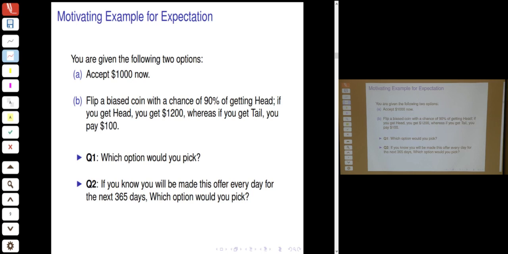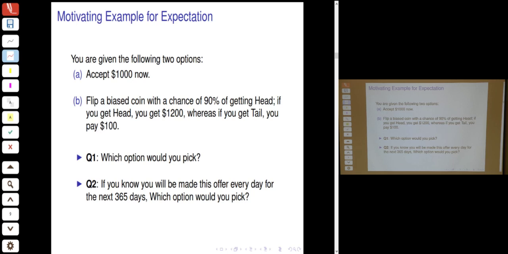Okay. So, let us now move on to the concept of expectations. Here is a motivating example for expectation. You are given the following two options: accept $1,000 now, or flip a biased coin with a 90% chance of getting heads. If you get heads, you get $1,200, whereas if you get tails, you pay $100.